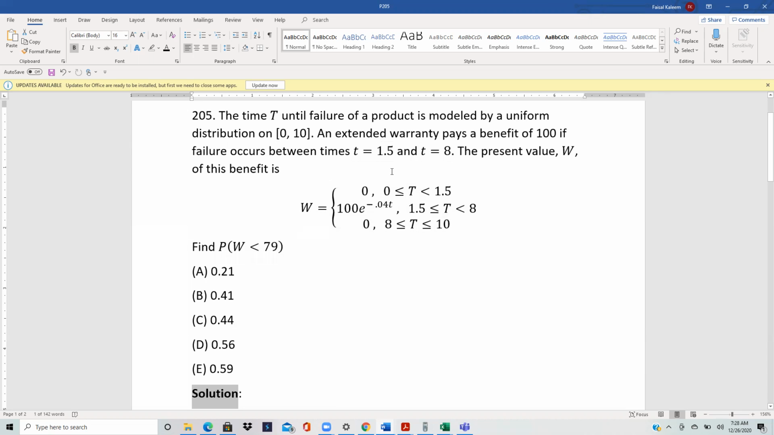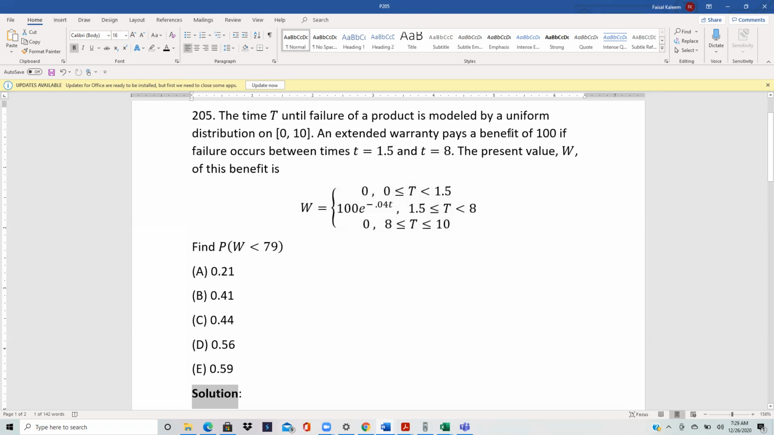Now, when time is between 0 and 1.5, and when it's between 8 and 10, then W is 0. And so here it is less than 79. So this interval and this interval will be part of our answer. But the main calculation lies in the other interval.